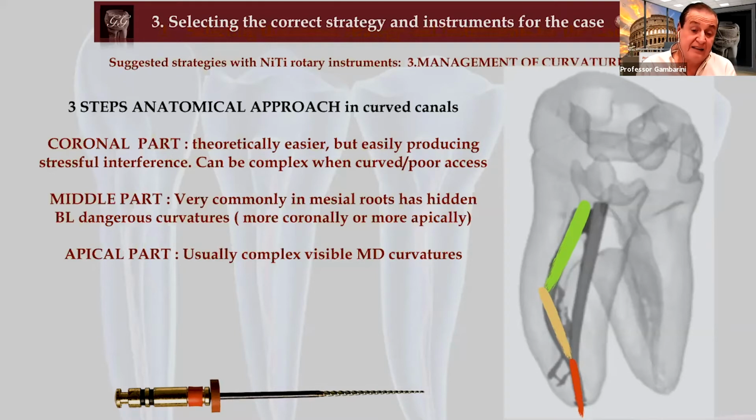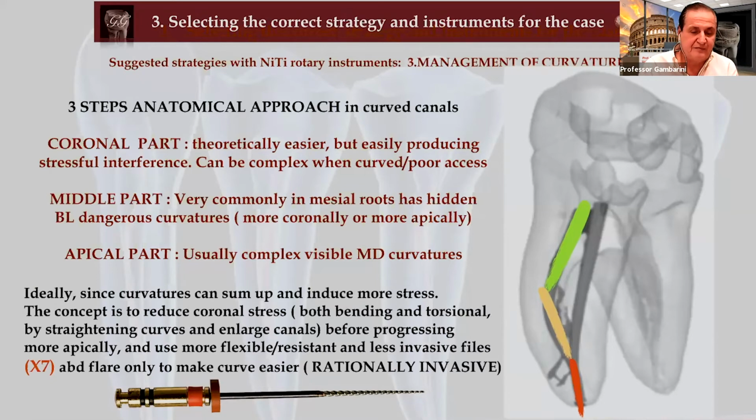In the middle part, we have to be very careful, because it's quite common in the major roots of molars to have hidden curvatures, sometimes more coronally and apically than we could think. And this can sometimes be responsible for the failures we see in the apical part of the canal. The apical part is usually more complex, but luckily the curvatures are most of the time visible.